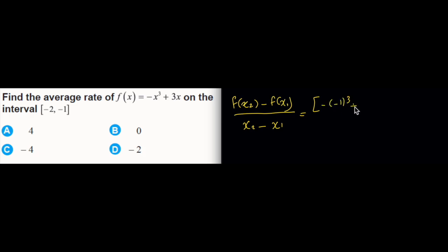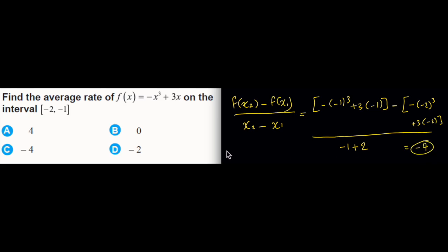So it will be -(-1) power 3 plus 3 times -1, minus the second one, which is f of -2, which is -(-2) power 3 plus 3 times -2. All of this over -1 plus 2. Okay, as you know, this is x2 and x1 equals -2, and negative will be positive. By calculation the final answer will equal -4, so the answer is C.